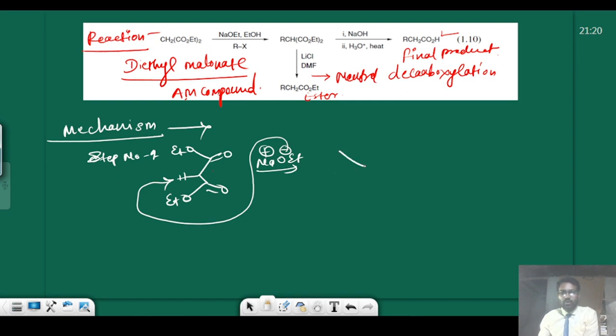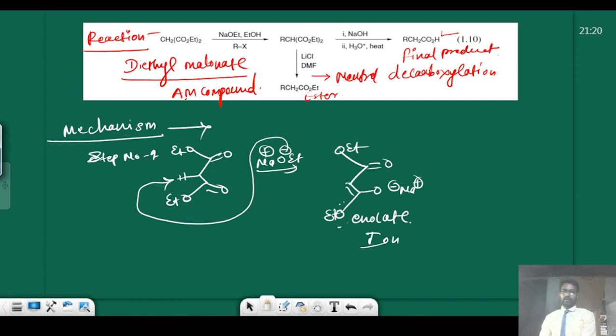There is a formation of O minus Na plus, C double bond O, OEt and OEt. Okay, so this is the enolate ion.